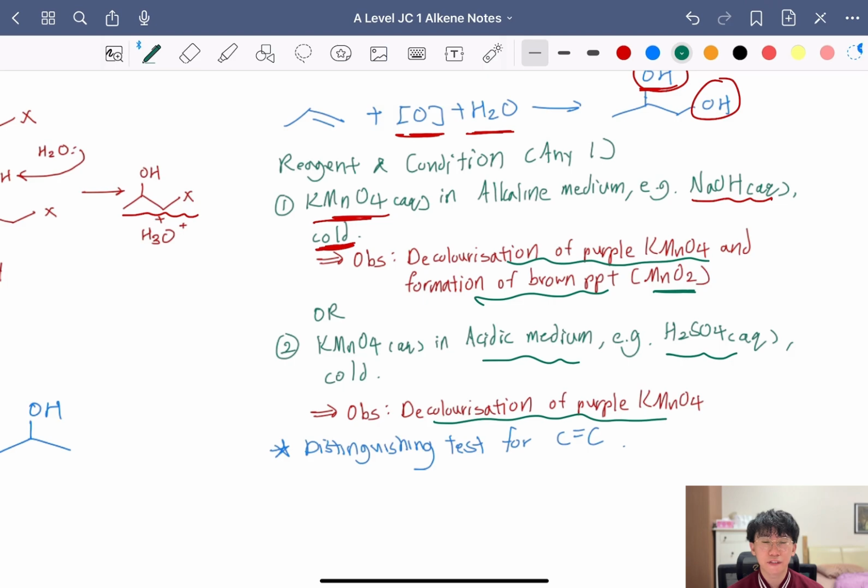And yes, this is a very good distinguishing test for alkenes because this mild oxidation reaction is very unique to alkenes. No other chemical group, no other functional group can go through this reaction.